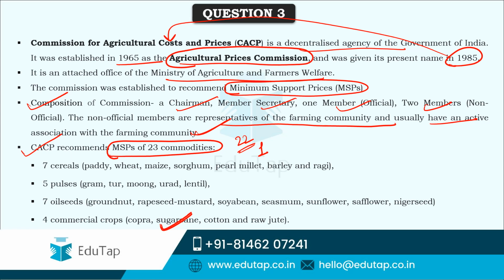And the MSPs of those 23 commodities include 7 cereals, 5 pulses, 7 oil seeds, and 4 commercial crops, of which we have already discussed. Sugarcane will have FRP, fair and remunerative price. Rest all are generally purchased by the government agencies at MSP. Cereals include paddy, wheat, maize, sorghum, pearl millet, barley, ragi. Pulses: gram, tur, moong, urad, lentil. Oil seeds: groundnut, rapeseed, mustard, soya bean, sesame, sunflower, safflower, Niger seed. And commercial crops: copra, sugarcane, cotton, and raw jute.